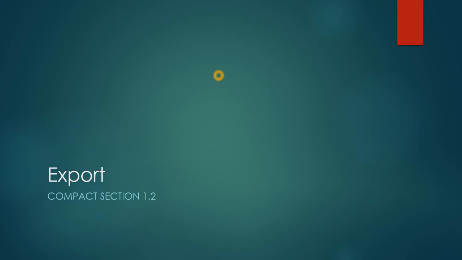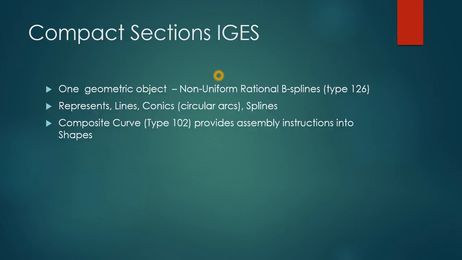Okay, now the export from CompactSections to a CAD system. There's only one geometric primitive that it exports, and that's a non-uniform rational B-spline, a NURB, which is a type 126. The advantage of a non-uniform rational B-spline is it can represent every geometric primitive. It can do lines and conics and circular arcs and any spline shape.